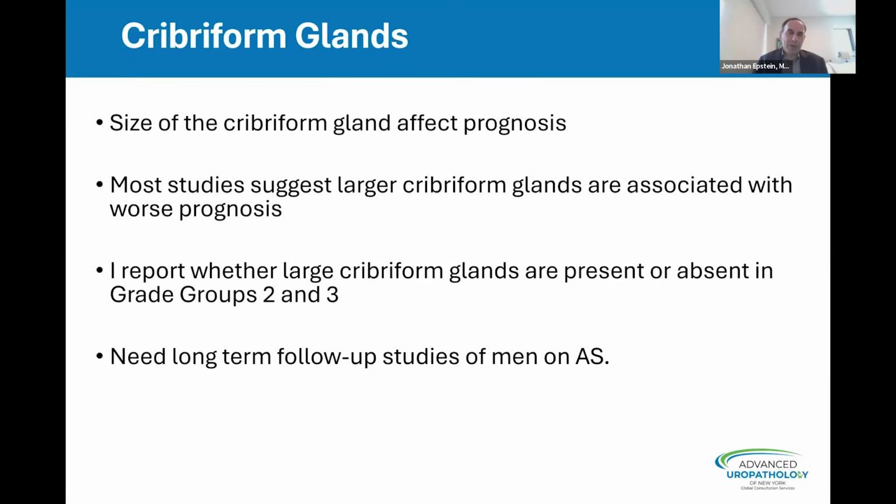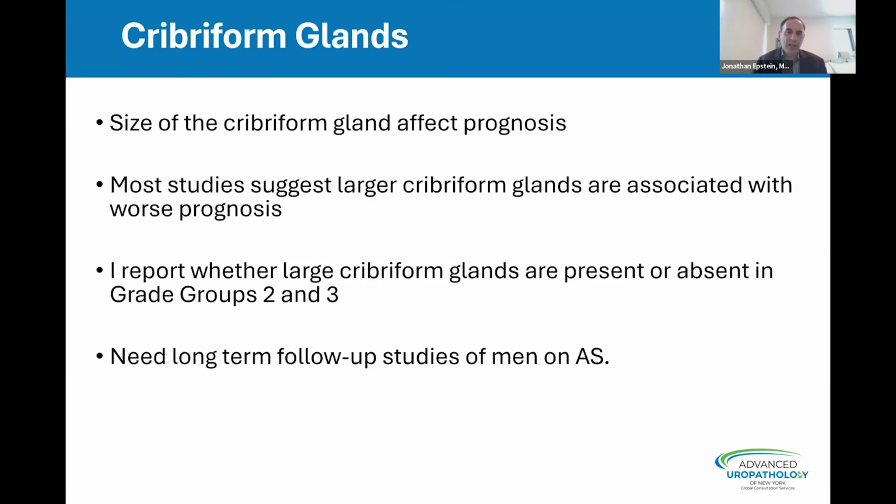Number one, a lot of pathologists do not report whether there are cribriform glands present or absent. They should, but they're currently not. But also, even if there are cribriform glands, the size of the cribriform glands can affect prognosis. Most of these studies have shown that the larger cribriform glands are the ones with the worst prognosis.